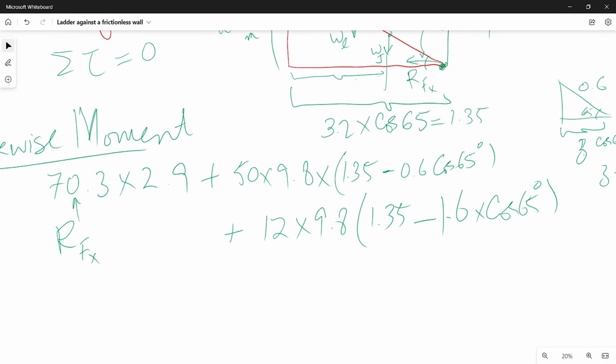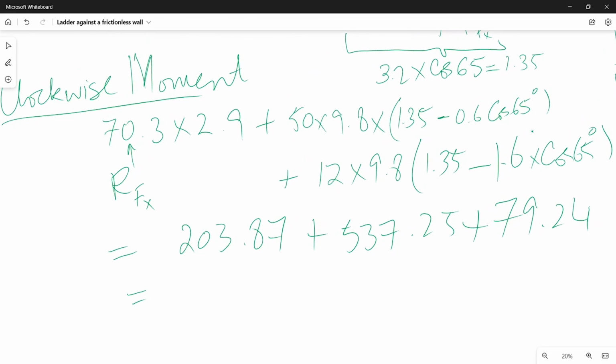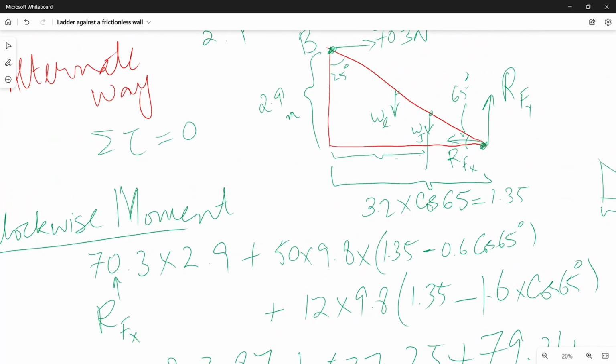Yeah. So if you see, the clockwise moment would become 203.87 plus 537.25 plus 79.24. So if you add them together, the clockwise moment comes out to be 820.36 Newton. So this is our clockwise moment, which is caused due to this RFX, due to WJ, WL, and the pivot point is point B.